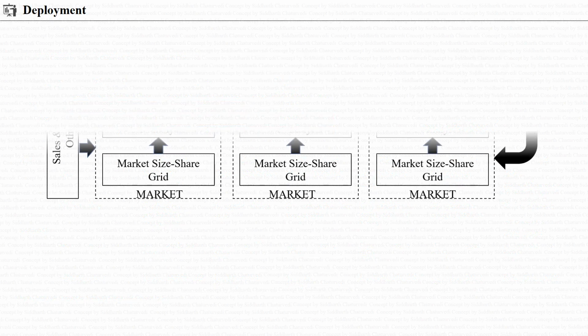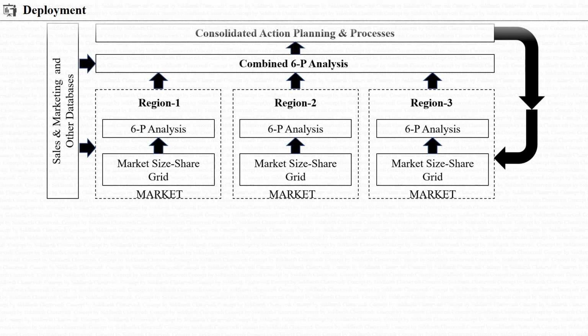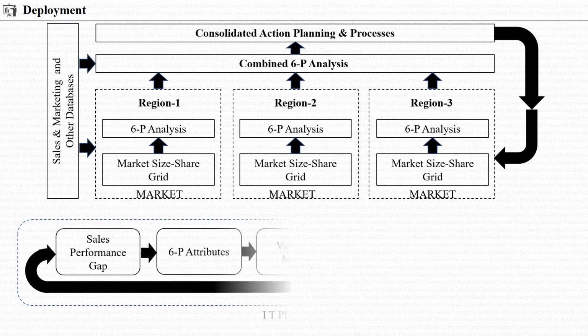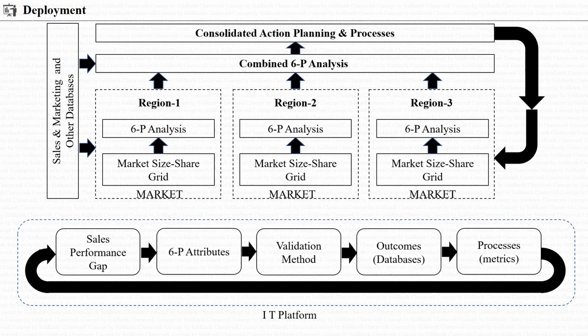Regional market size share grids and their 6P analysis can be aggregated to create a detailed bottom-up analysis. This analysis can be used to drive organization-wide improvements. The effectiveness of improvement processes can be assessed by comparing the improvement in market performance. A few things to help deploy the analysis framework well.